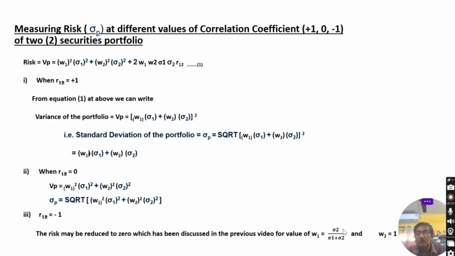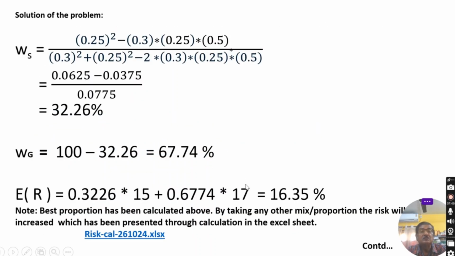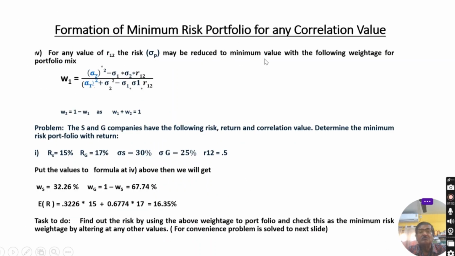So whatever the value for minimum risk, in this case it is 0, will be determined by this expression. Sigma 1 and sigma 2 are known, and by applying this expression you can get the values of W1, W2. I have already shown one example in my previous video. You can check it in that video. Now I am going to discuss the general situation, meaning any value for the correlation coefficient between the two securities is given. Then you will apply this formula.